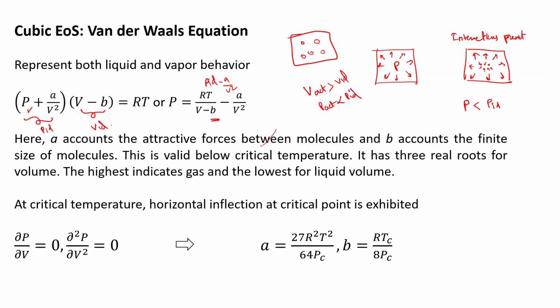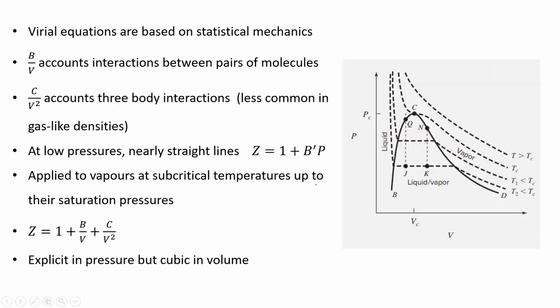And this is valid below the critical temperature only. It has three roots for the volume, because this is a cubic equation. Out of the three roots, the highest indicates the gas and the lowest the liquid volume. At critical temperature, a horizontal inflection at the critical point is expected. As we see here, there is an inflection point and there is no minima or maxima.